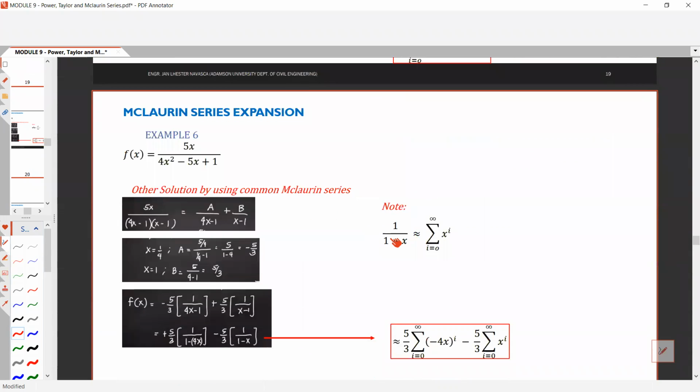So 5x. So find the Maclaurin series expansion of 5x over 4x squared minus 5x plus 1. Okay? So ito yung Maclaurin series. So other solution is by using a common Maclaurin series. So take note that ito yung gagamitin natin. This one. Okay?